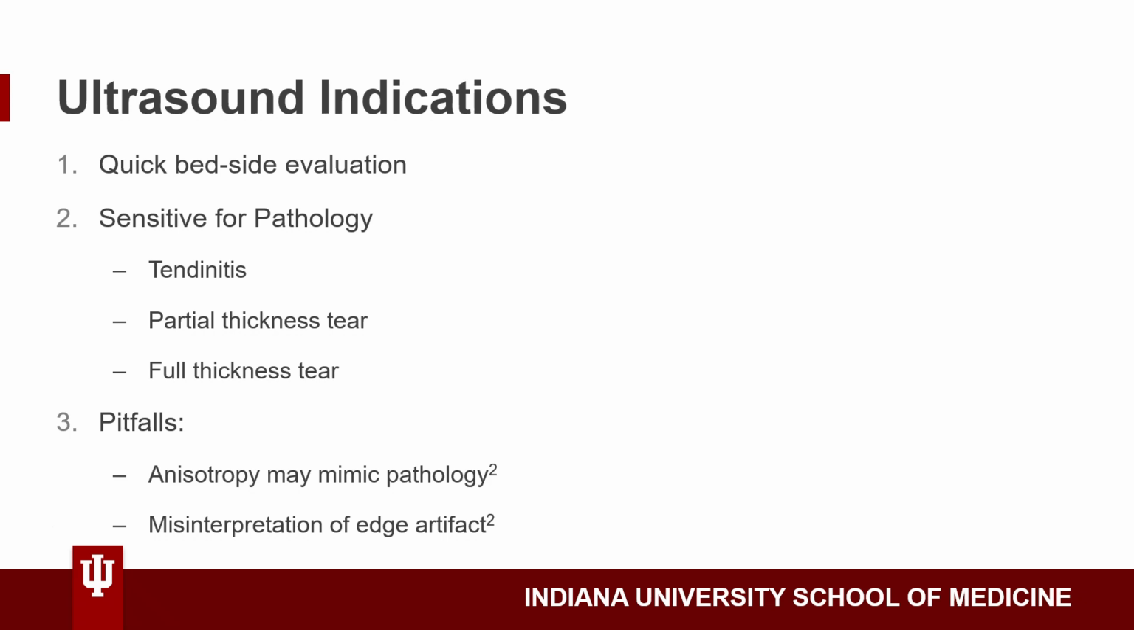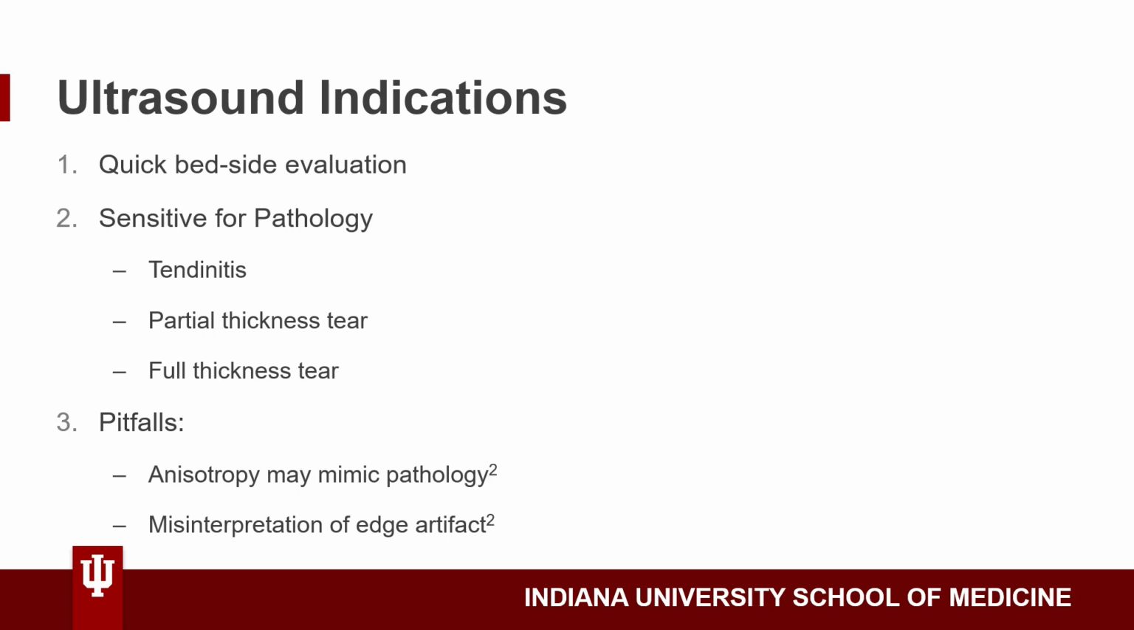Anisotropy occurs when tissues show abnormal echogenicity, usually a loss of echogenicity due to an oblique angle of the probe. Tendons or ligaments may appear as hypoechoic and thus could be misinterpreted as tendinosis or as tears. To mimic this, rock your probe back and forth.